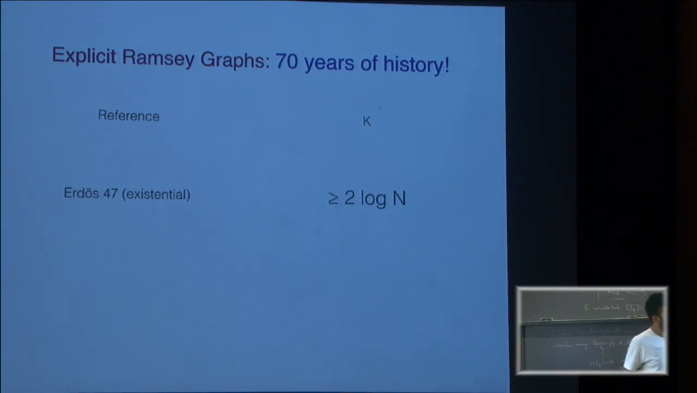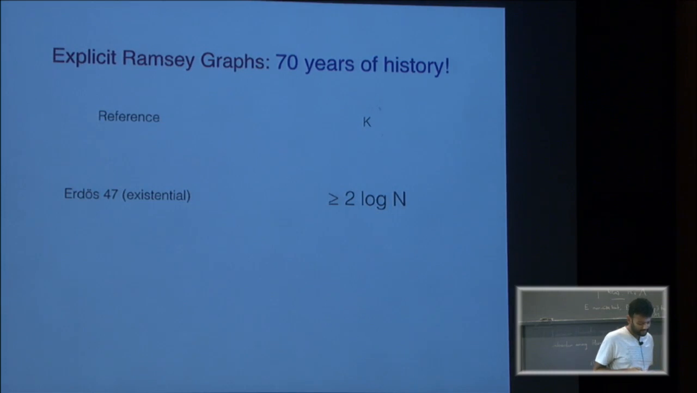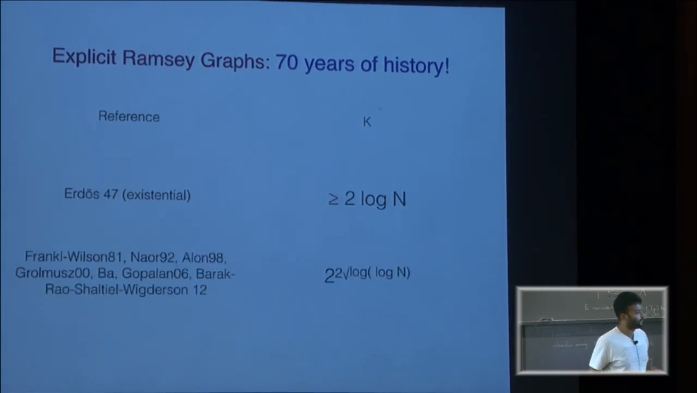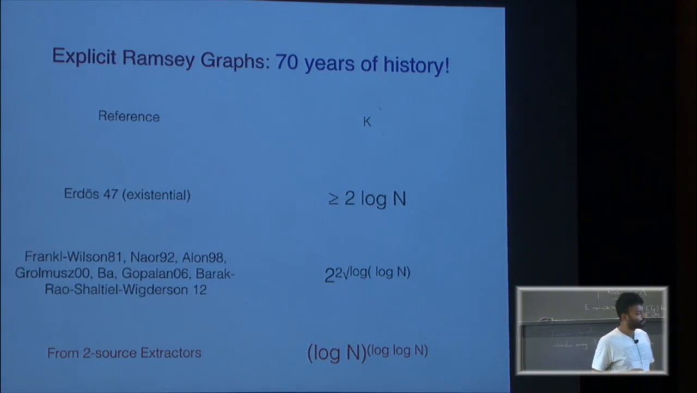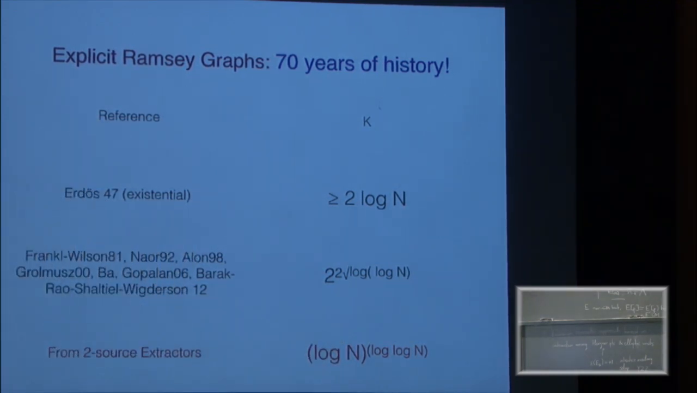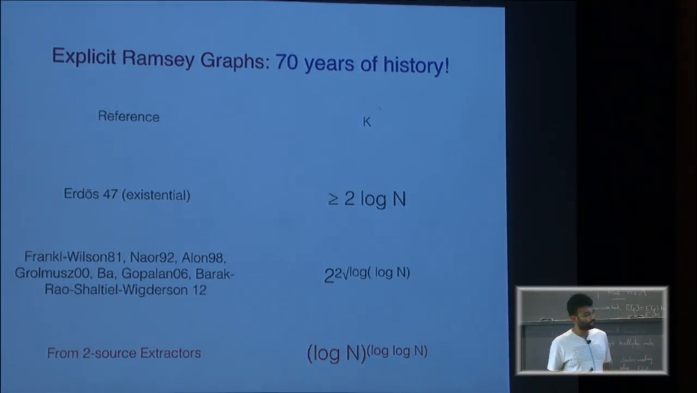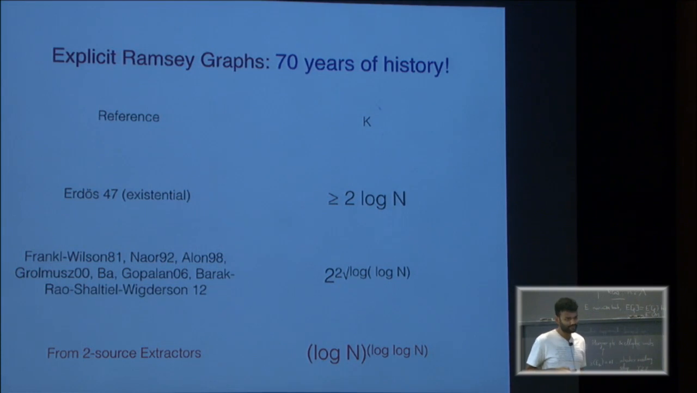Well, existentially, I just showed there exist Ramsey graphs for k being 2 log n, and a bunch of results give some explicit constructions which are exponentially off. And then from two source extractors, Shinley's recent construction implies explicit Ramsey graphs with log n to the log log n power. You want to get log n.